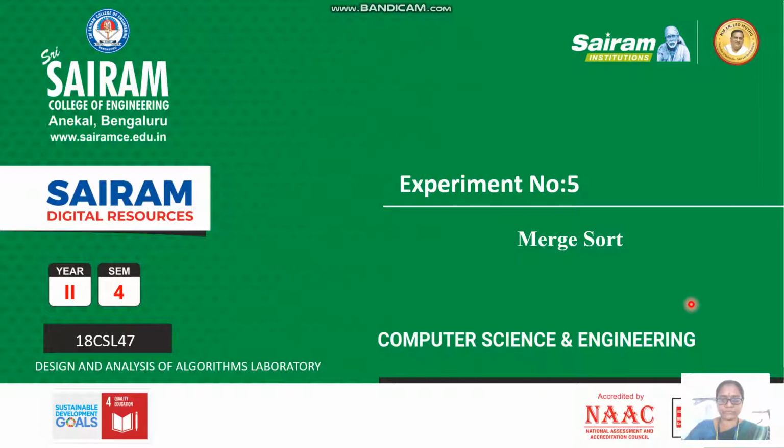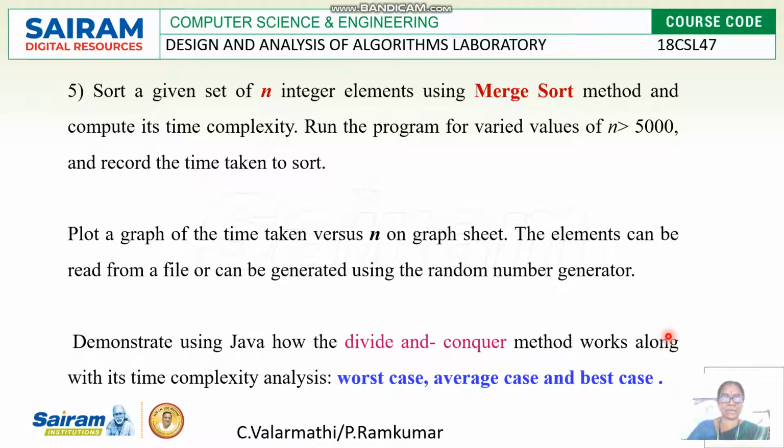Experiment number 4 was about quicksort, where we discussed the performance of quicksort, the time complexity and space complexity, and how it works in best cases and worst cases. In the same way, we are going to discuss merge sort with this one example set.